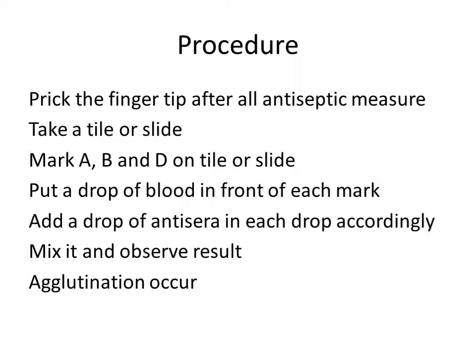Now add a drop of anti-sera A to the blood drop of mark A, anti-sera B to the blood drop of mark B, and anti-D sera to the blood drop of mark D. Then mix the anti-sera with the drop of blood slowly, with separate toothpicks or anything, and mix each separately. Then wait for the agglutination to occur.